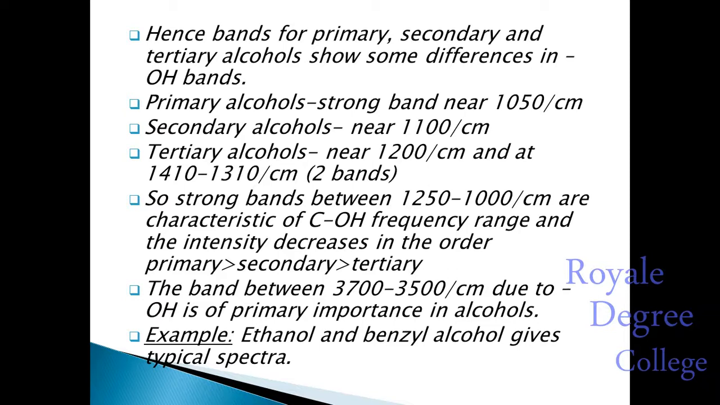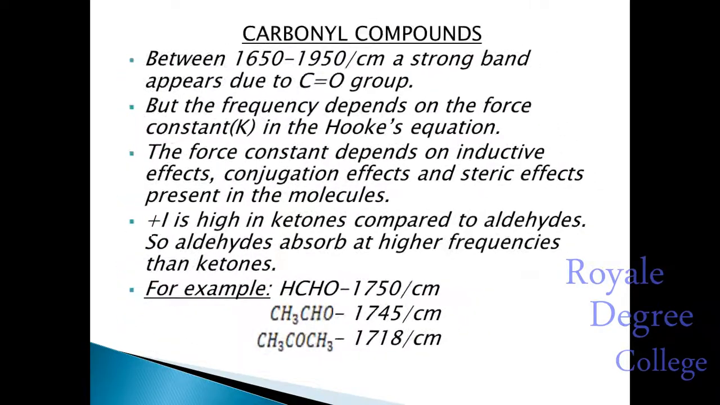The band between 3700 to 3500 per centimeter due to OH is of primary importance in alcohols. Example, ethanol and benzyl alcohol give typical spectra. Next we will deal with carbonyl compounds. Between 1650 to 1950 per centimeter, a strong band appears due to the C=O group. But the frequency depends on the force constant, that is K, in the Hooke's equation. The force constant depends on inductive effect, conjugation effect, and steric effect present in the molecules.